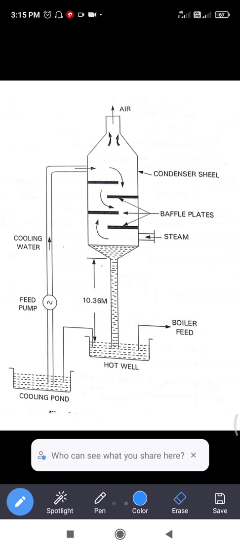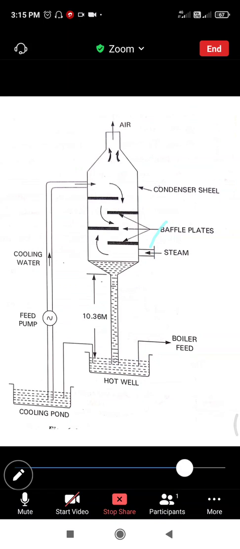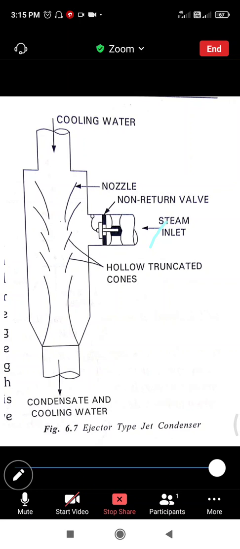This is the working of this high level condenser. We already said we have three types of jet condensers: low level, high level, and the third one is the ejector type. This is the ejector type jet condenser. Let's see how it works.